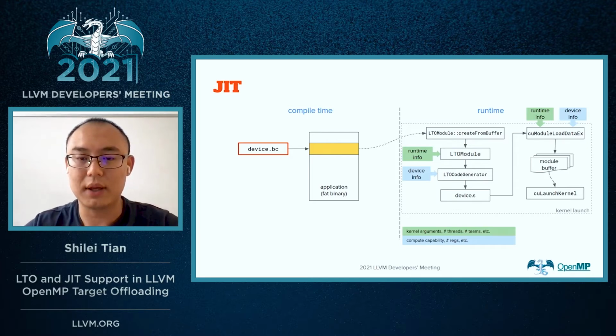An LTO module is used here because it comes with the full middle end and backend. After an LTO module is created from the buffer, it will be modified with runtime info, such as kernel arguments. After that, we use the LTO code generator along with the device info to optimize the module and generate PTX. Next, we load the PTX using the CUDA driver API along with options collected from runtime and device info, such as the maximum number of registers that a thread may use. We also cache the image so that we can directly launch the kernel if the same setting is encountered.